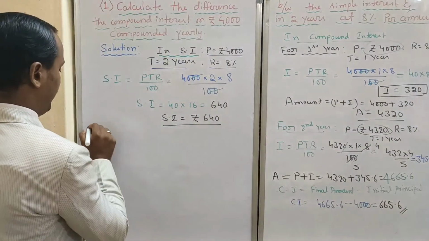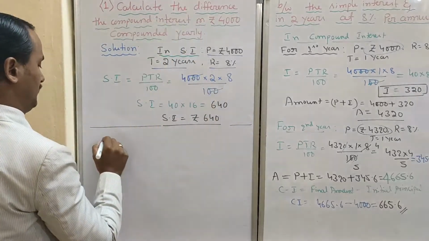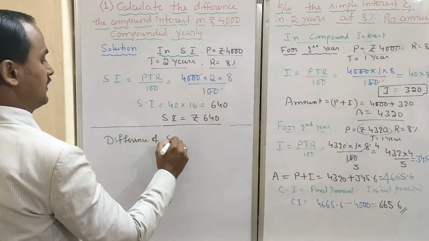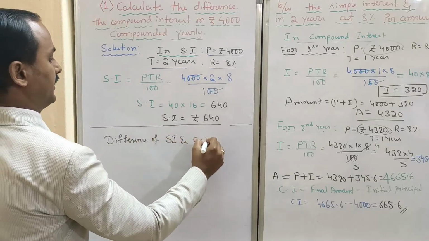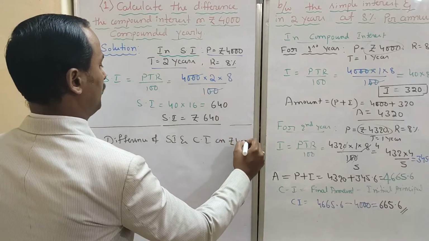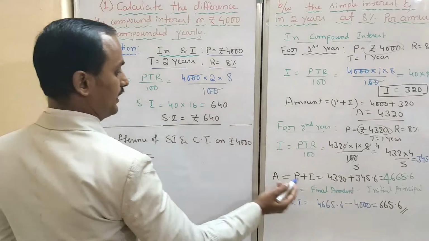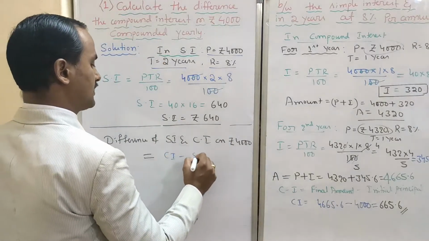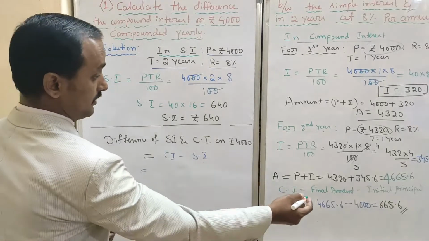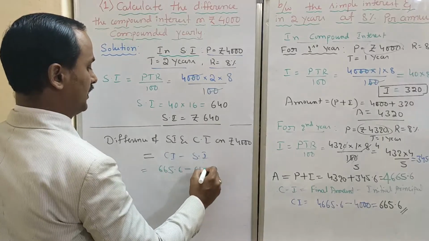Conclusion, what is it? Final conclusion, dear children. What is the conclusion? We are going to find the difference of simple interest and compound interest on rupees 4000. Which is greater? Compound interest is greater, casually. Compound interest minus simple interest is equal to, compound interest how much is it? That is 665.6 minus this one 640.